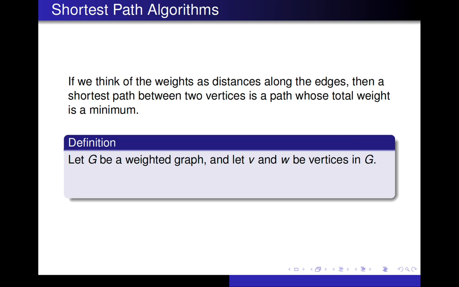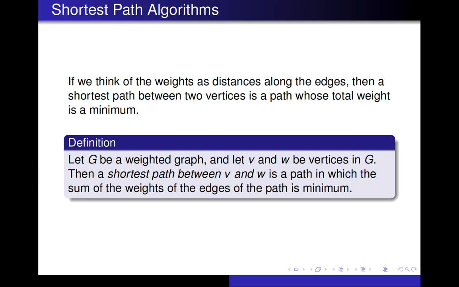So the official definition is if G is a weighted graph and if V and W are vertices in G, then the shortest path between V and W is a path in which the sum of the weights of the edges of that path is as small as possible, is a minimum.